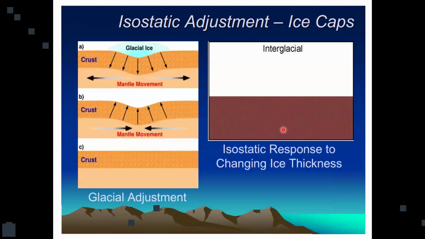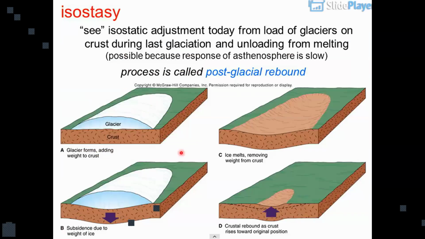I can look at a situation in which you have ice here. The ice causes depression. The mantle material moves to the sides. After some time, the ice melts. Because there is no load, instead of the crust sinking, the crust will begin to come up until it attains equilibrium. That's what we call glacial rebound.